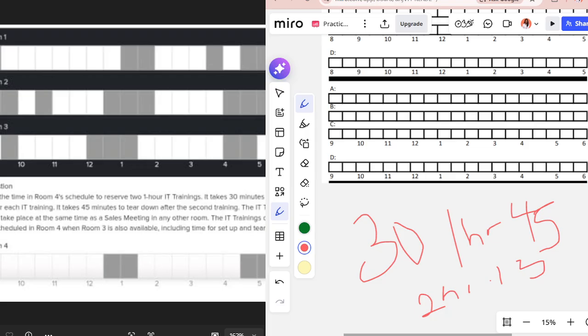So we have from 10 to 12, so it's not colliding with any time in room 3. And yeah, we'd have from 1:30 to 3:45. But yeah, we have to find out if there's a sales meeting going on and try to avoid it here. But voila, that is it.